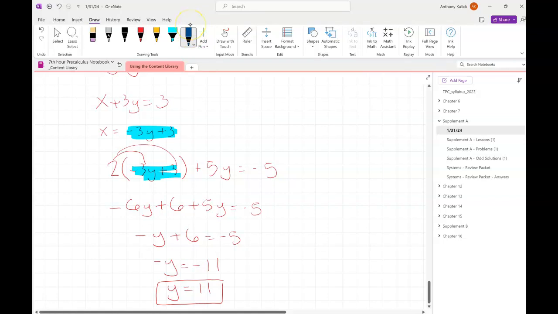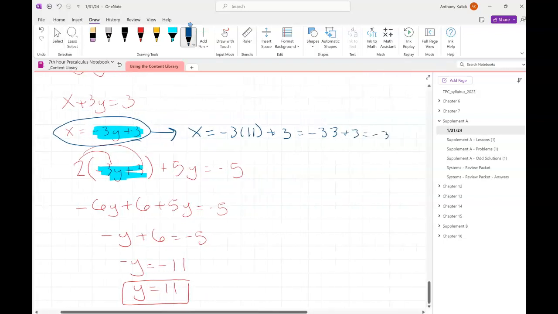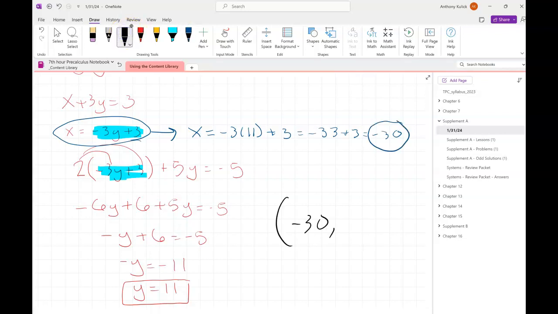To get x, all I need to do is plug in y equals 11 into any of my previous equations that have both x and y. The one that I'm going to pick is this one, because the x is already by itself, so I don't even have to do any algebra. So my answer here is x is -30, and y is 11.